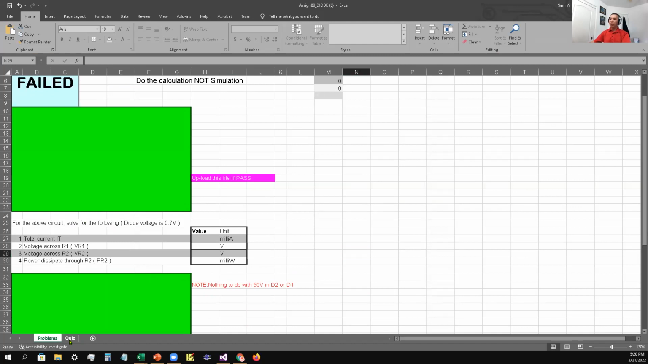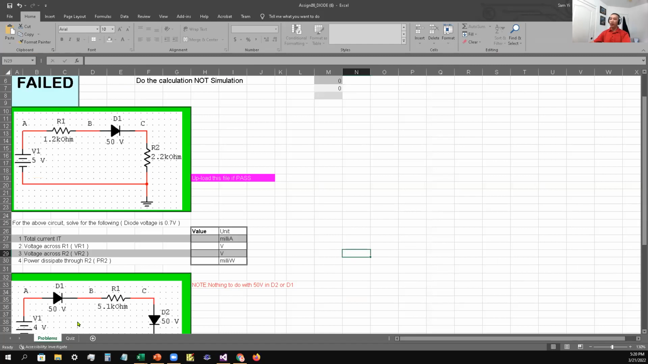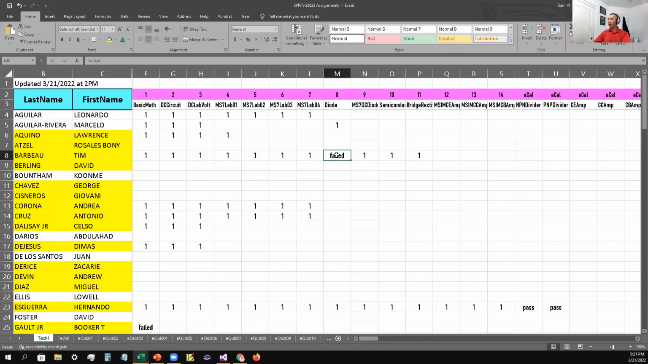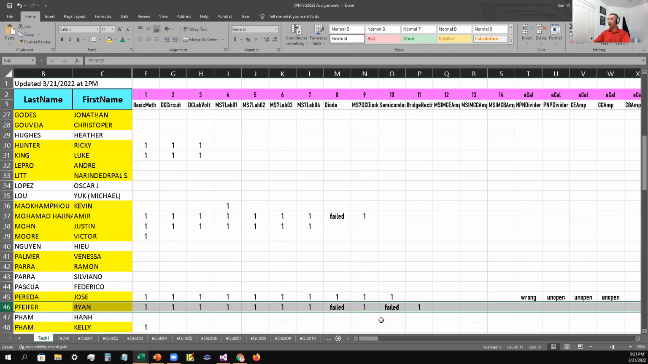That's why people fail when they turn in. I see they only completed the quiz part but did not do the problem part. I know that Tim was able to turn in, but only did the quiz part and didn't do the problem part. Same thing with Amir. Amir, you did the quiz part and were able to pass, but you didn't do the second part of that. And same thing with Ryan.